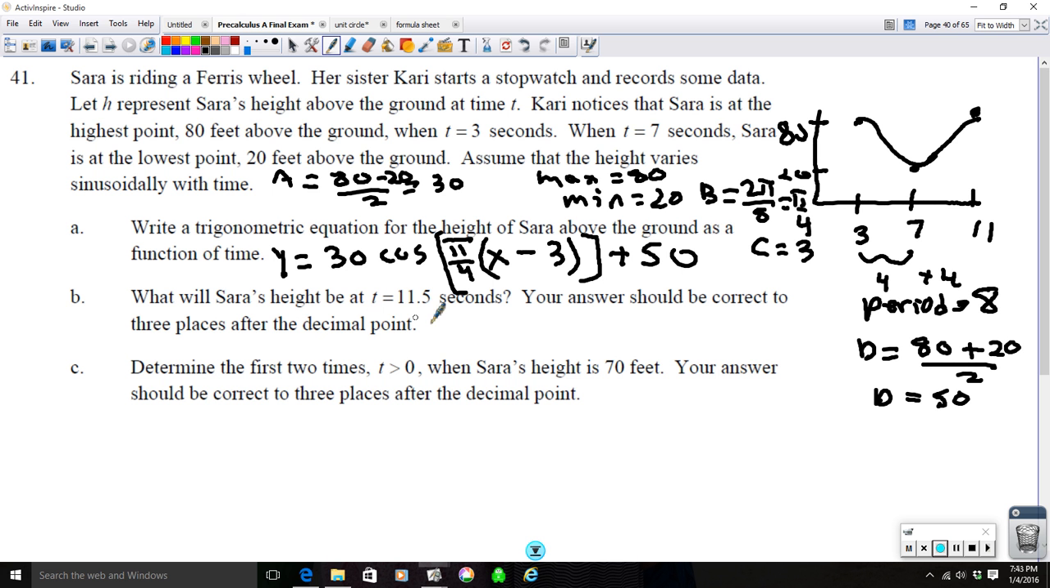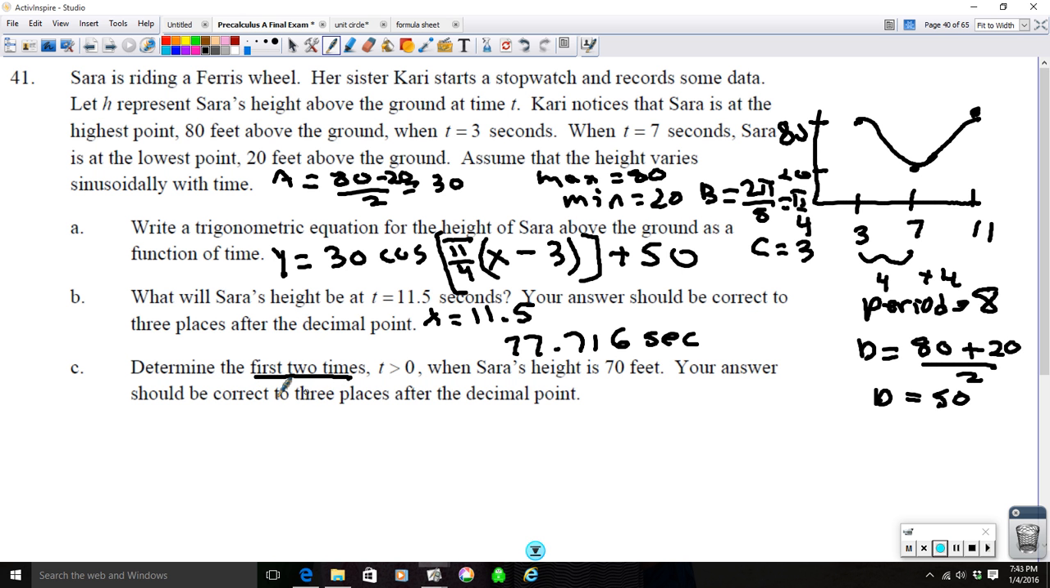All right, at 11.5 seconds. So you're probably going to have to change your table in your calculator to go up by 0.5s. So you go to second table set and change how much it goes up by to 0.5. And when you do that, you go to where x is 11.5 in the table of values at second graph, and y is going to be equal to 77.716 seconds.